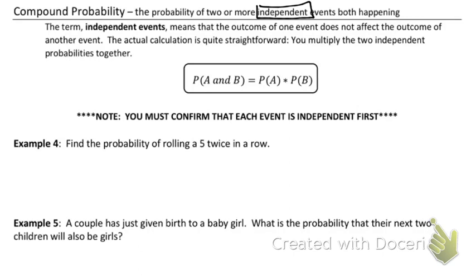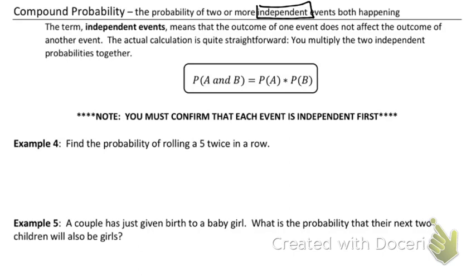Well, the equation is you just multiply the 2 events. So the probability of getting A and B, in other words, me rolling a 1 and then a 2, would be the probability of rolling a 1 multiplied by the probability of rolling a 2. So let's see that in practice.